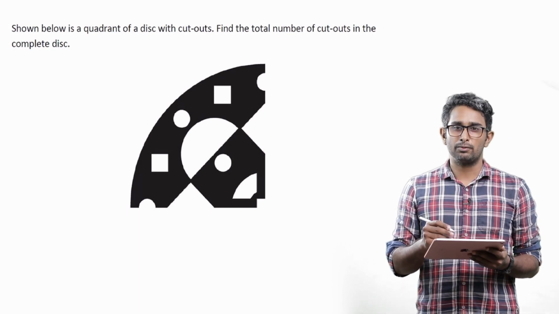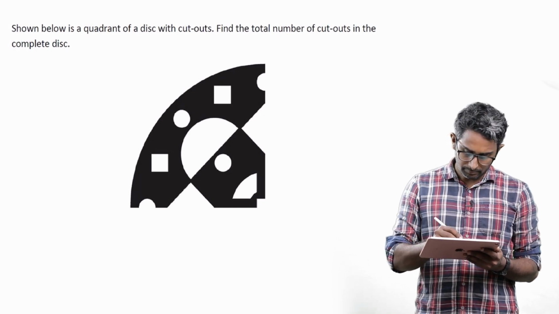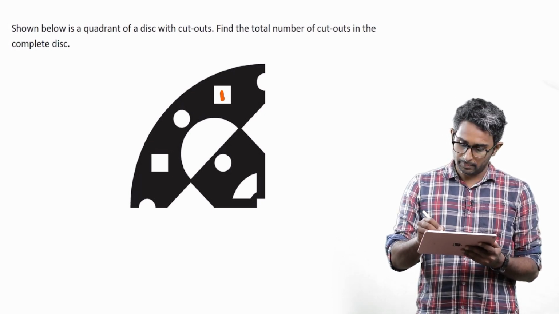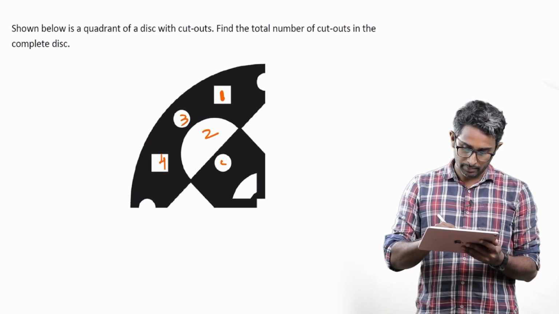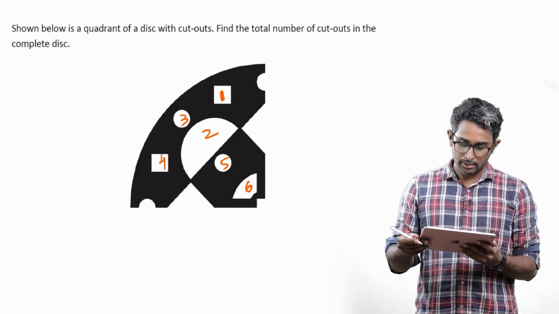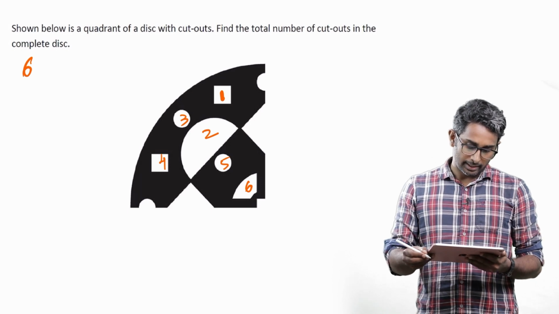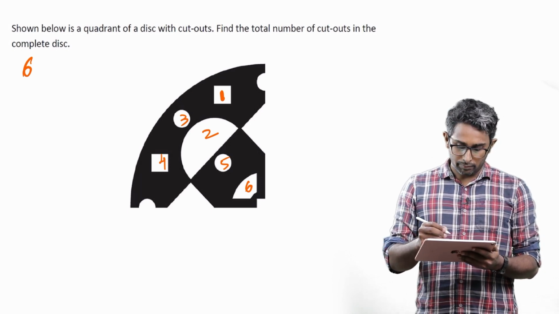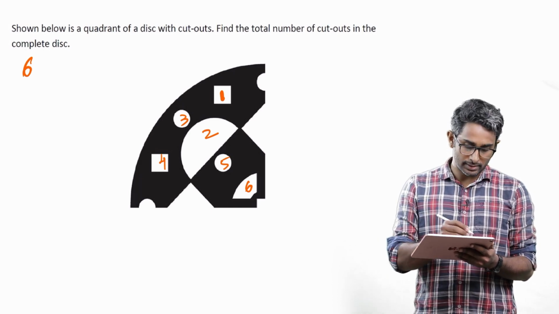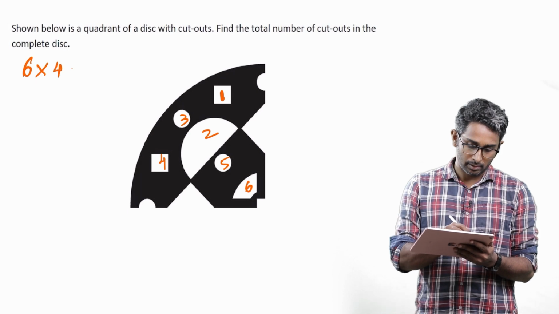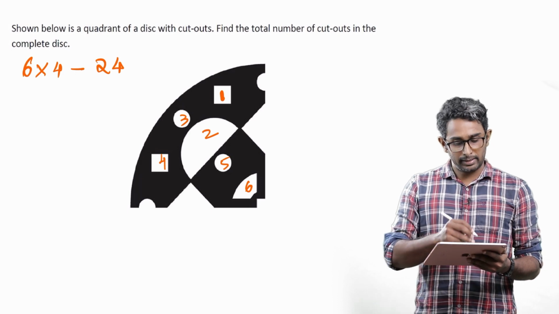Let's count the total number of unique cutouts for each quadrant. Let's start with this one. This is 1, 2, 3, 4, 5, 6. So I can see 6 unique cutouts in this quadrant. To complete the full circle, we should have 4 quadrants. So 6 into 4, there are 24 unique cutouts if we complete the disc.